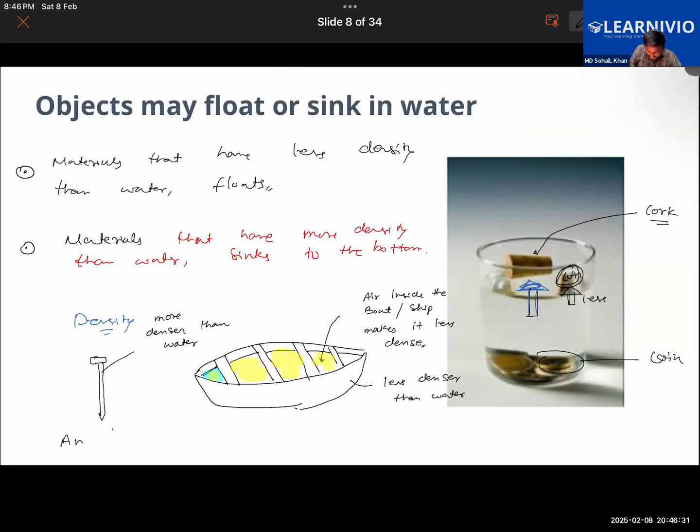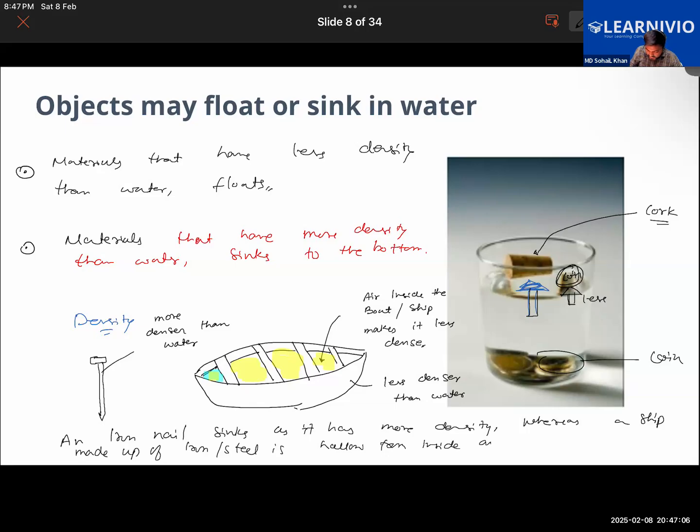Yes. So we see that an iron nail sinks as it has more density, whereas a ship made up of iron or steel is hollow from inside, and has less density, thereby it floats. Okay, thereby it floats. That is the thing.